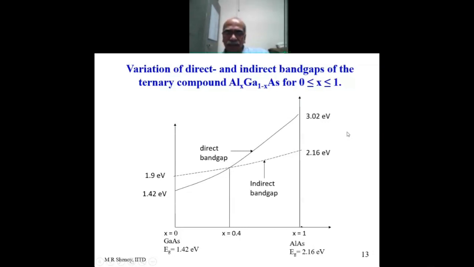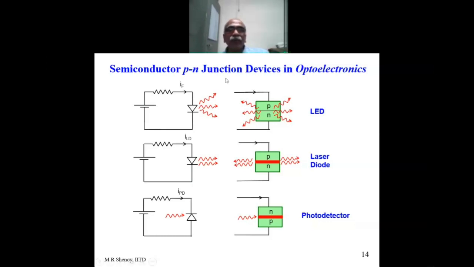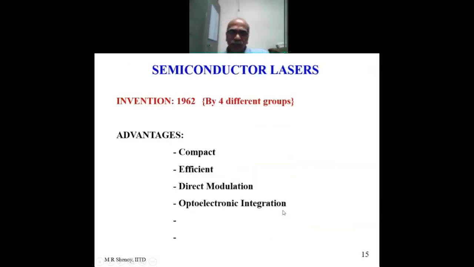There are many other reasons. All right. So let me come to semiconductor pn junction devices in optoelectronics. The light emitting diode, which is a simple forward biased pn junction. A laser diode is also a forward biased pn junction, but with certain conditions, which I will explain now. And a photodetector is usually a reverse biased pn junction.